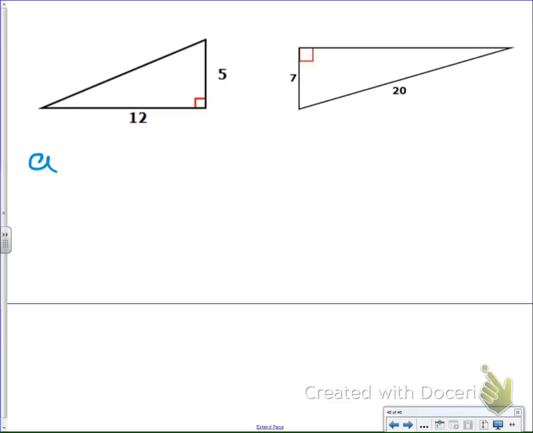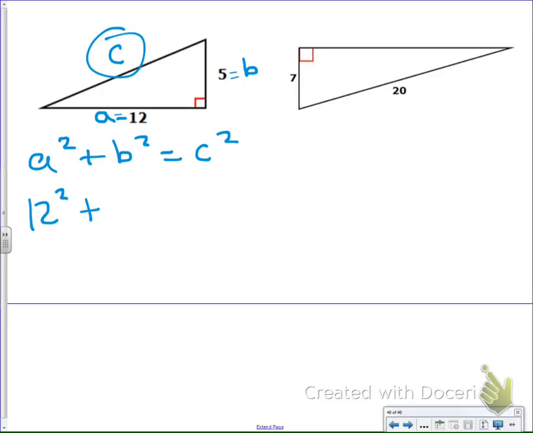So I'm going to look at this first one on the left, where I have a squared plus b squared equals c squared. Now, this one I'm trying to find what is c. Okay, so let's plug in what I know. I'm going to call 12 a, and I'm going to call 5 my b. So a I know is 12 squared plus b, which is 5 squared, and that is going to equal c squared.